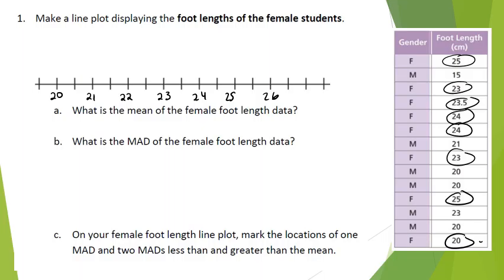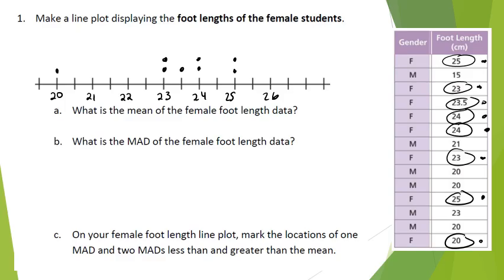So I can see I have a 20, I have a 25, I have a 23, 23.5, two 24s, and then I have, let's see, a 23 and a 25. So 23 and 25. So that's my dot plot.